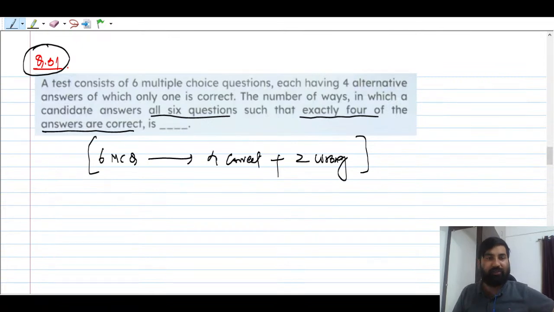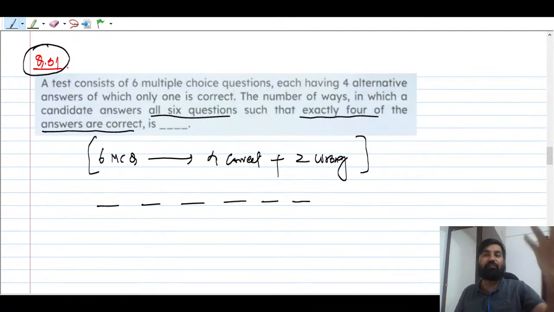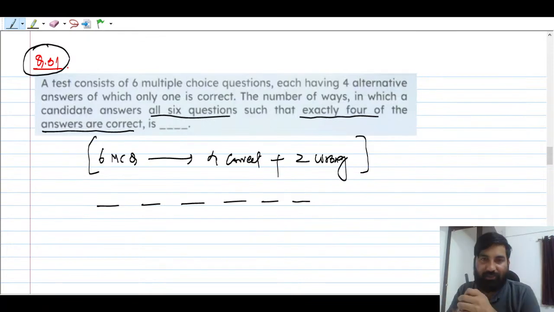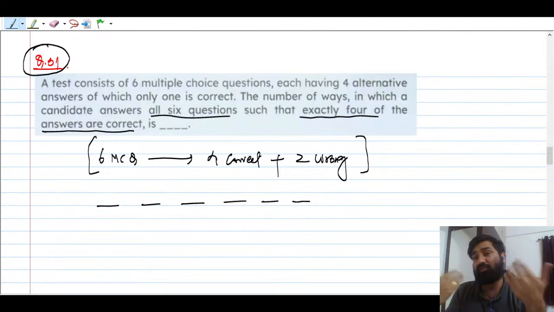So there are 6 MCQs, you can say 1, 2, 3, 4, 5, 6, and you have to pick 4 questions out of 6, and they must be correct. Remember, if they are correct, there is only one way. The first question can be correct, the second question can be correct, the third question can be correct. You can take any question and permute it.